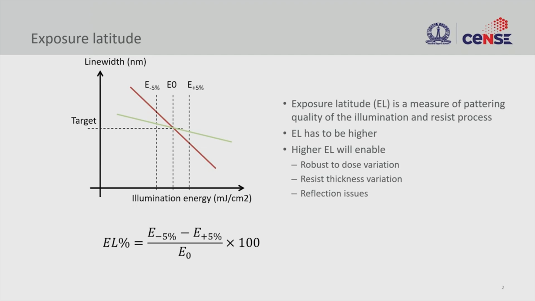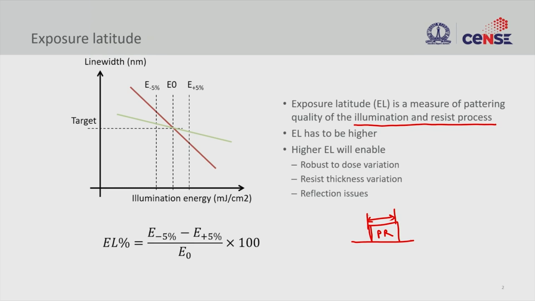So, what do we mean by exposure latitude? Exposure latitude is a measure of patterning quality of the illumination and resist process put together, right. So, it qualifies both illumination and resist process together. What we mean by that is we are measuring the line width of your photoresist after patterning. So, we have developed and gotten this photoresist pattern, and then we are measuring the dimension of this pattern, and then we are qualifying how good the exposure stability is.